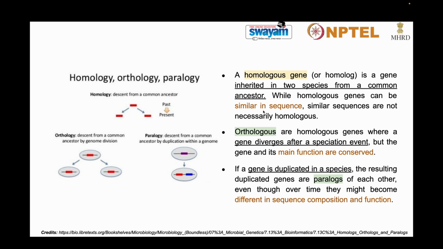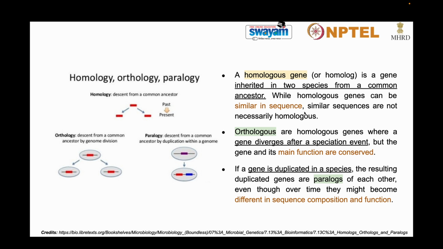While homologous genes can be similar in sequence, similar sequences are not necessarily homologs. So this is a major point. For any gene to be a homologue, it should come from the common ancestor and it should share sequence similarity. But if two genes show sequence similarity, it doesn't mean that it is a homologue. The main condition for a homologue is that it should have the common ancestor from which it is coming.